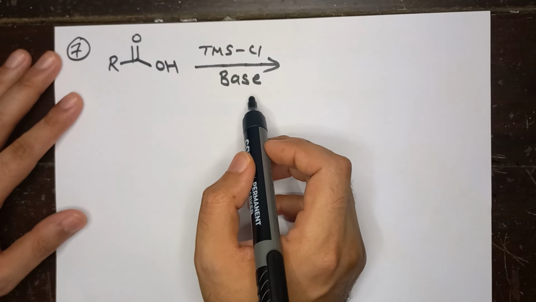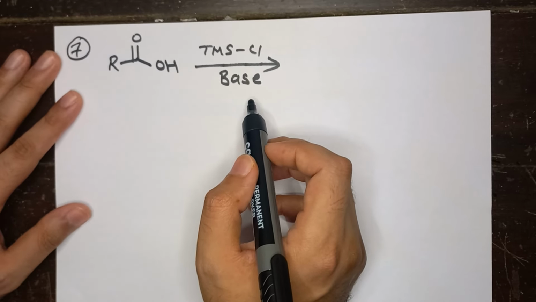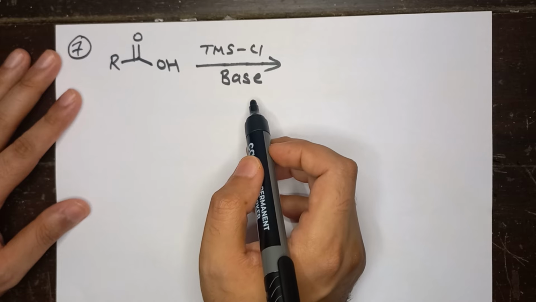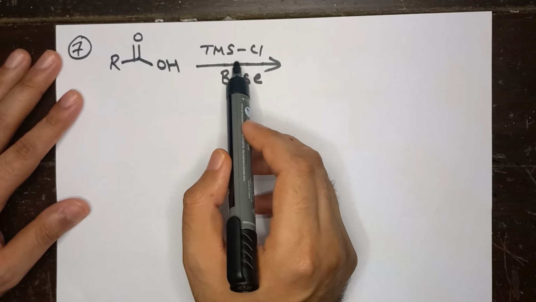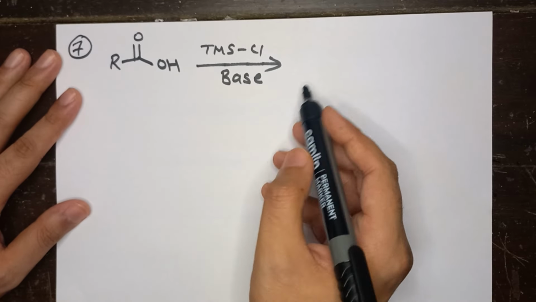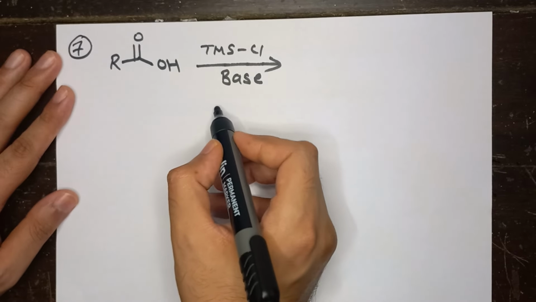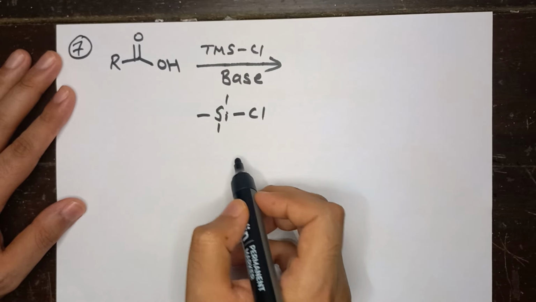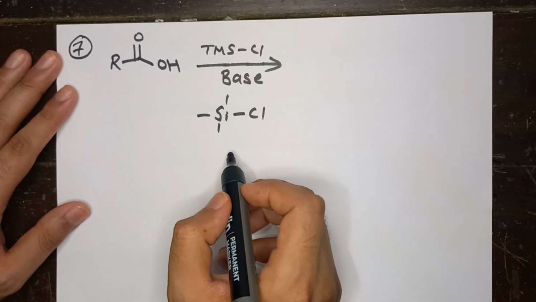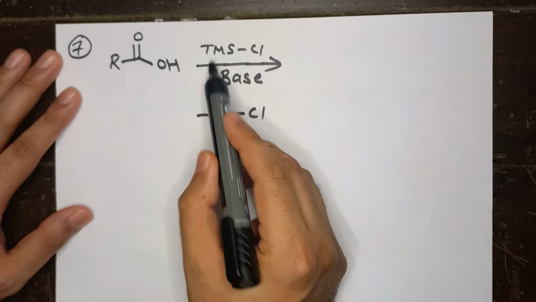So what is a TMS chloride? You need to watch my protection strategies for alcohol, my previous video, and you will be able to easily understand what is TMS chloride. So for time being, TMS chloride can be written as trimethylsilyl chloride. So in first step you need to use this molecule.